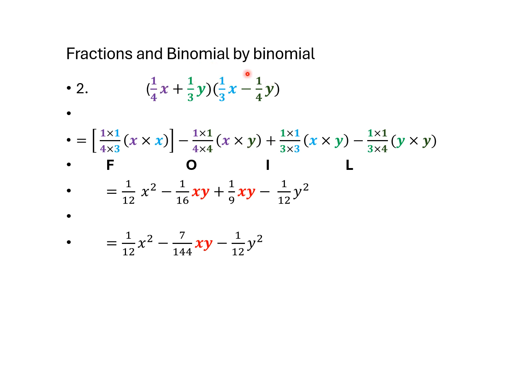Now the last term times both, so I have 1 times 1, 3 times 3, x times y, and then I have positive times negative, which gives me negative. 1 times 1, which is 1, 3 times 4. Then I have y times y. So 1 times 1 stays 1, 4 times 3 would give me 12, x times x, x squared. So those were the two first terms I multiplied.